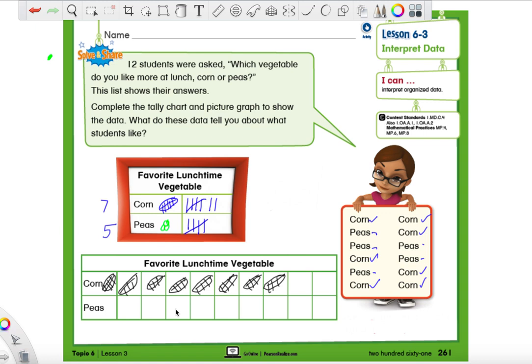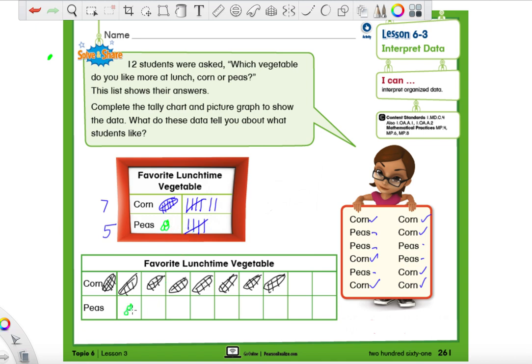Alright, if you're still working, that's okay. Pause the video as always and finish your work, take your time. But if you're done, let's make sure you drew the right amount. Now we mentioned earlier that we just make 3 little circles to show peas, and we have 5 votes.